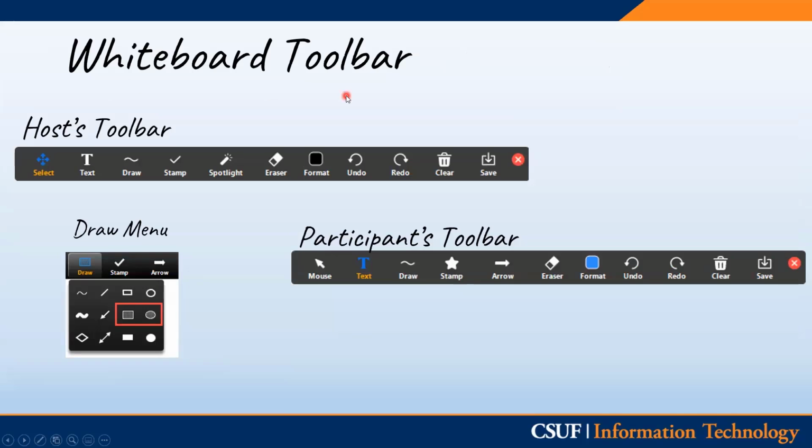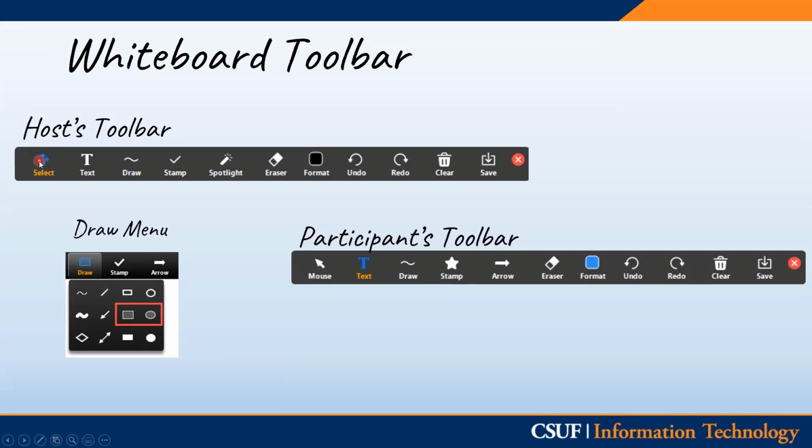The toolbar that's available to you is for the whiteboard, but also for any kind of shared screen. You will have this annotation toolbar. That's what I'm using right now. The host has a different toolbar than the participant. There's a lot of overlap between what hosts and participants can do, but this laser pointer that I'm using right now is only available for the host. It's not something the participants have access to.